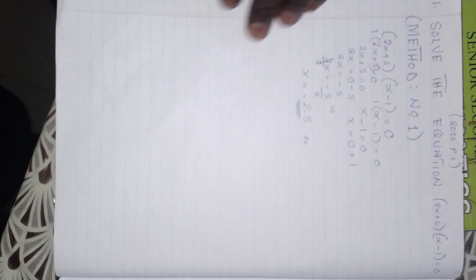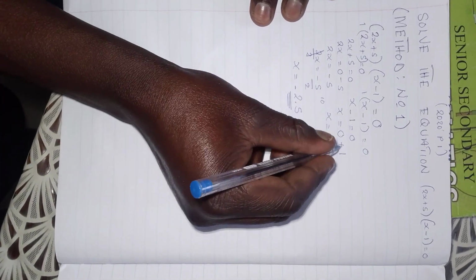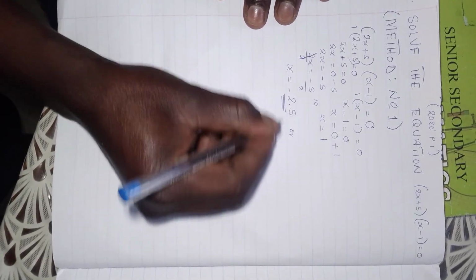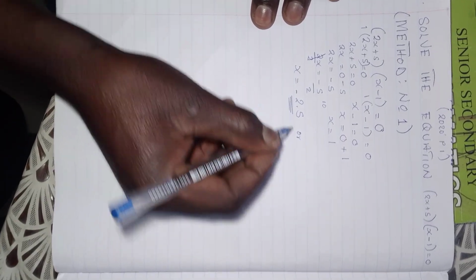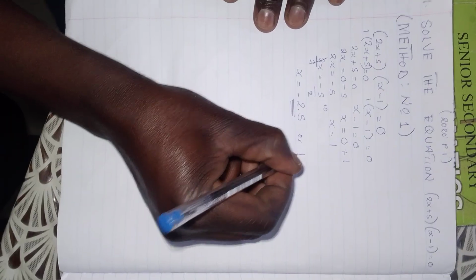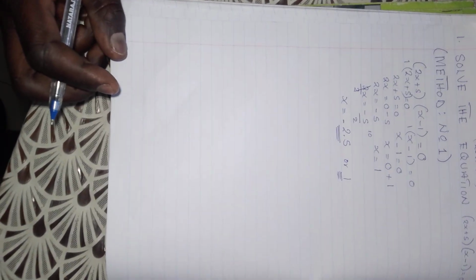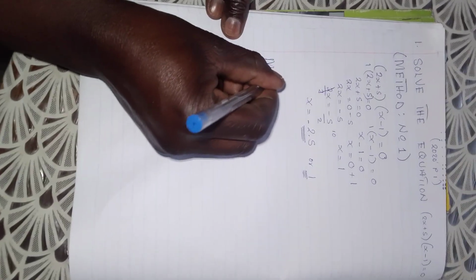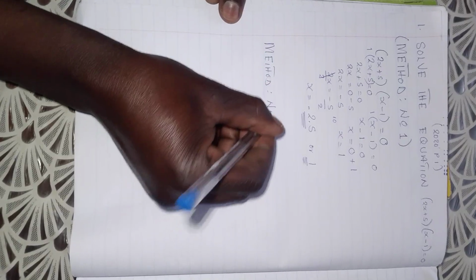Let's go now to that one. We finish that one: x = 0 + 1. When 0 is added to 1, the answer is just 1. So the answer for x is x = -2.5 or x = 1. We are done with method 1. Let's also use another method so that we can find the same answers. Method number 2.